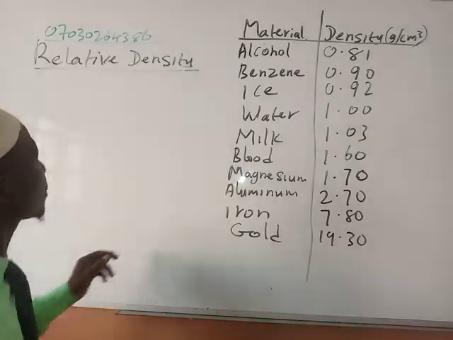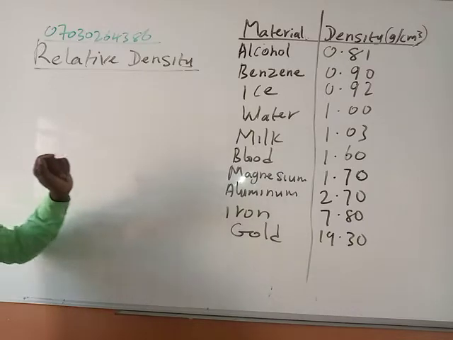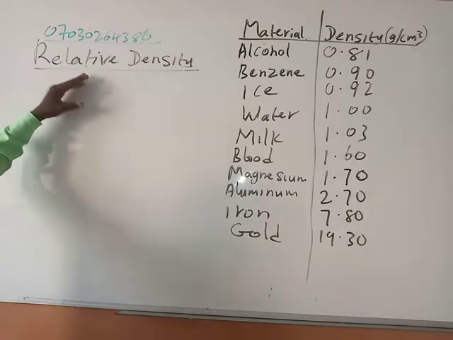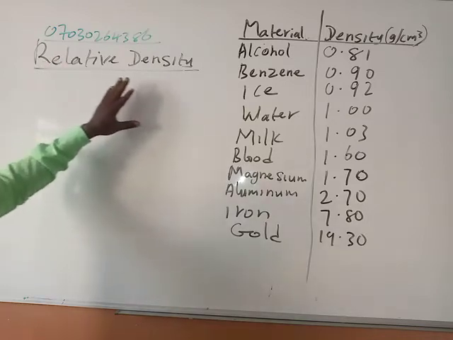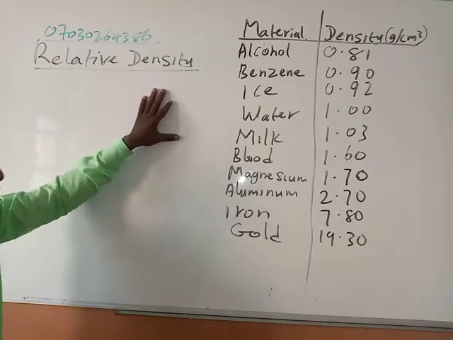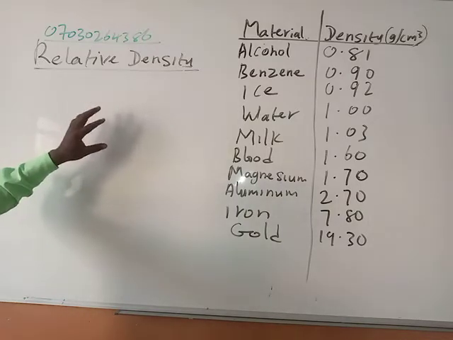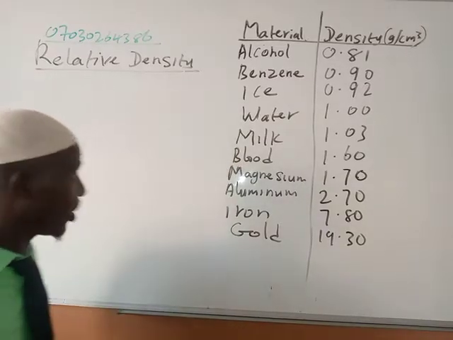Now, our today's topic is relative density. Under this topic, we are going to define relative density. We find the formula for finding relative density. We determine whether relative density has a unit or not. Then we use it to determine which object will sink in water and which one will float in water.